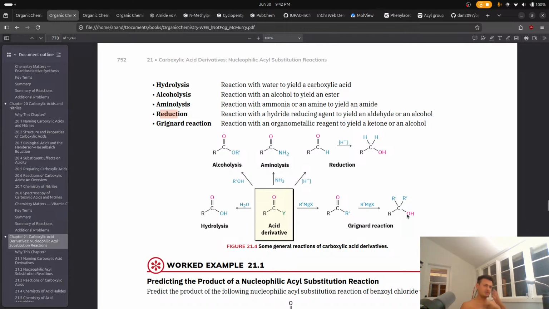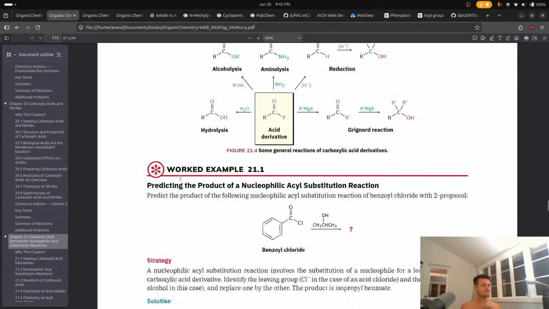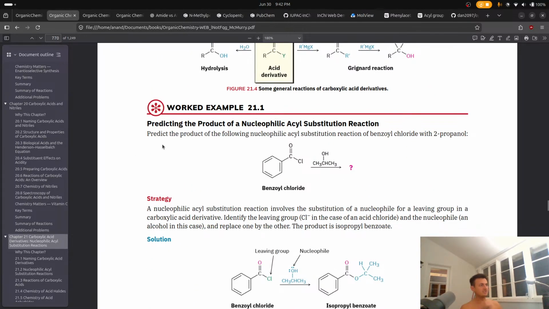This is interesting. The double addition is like the triphenylmethanol synthesis. All right, predicting the product of a nucleophilic acyl substitution. I'm just gonna call them NASR reactions.